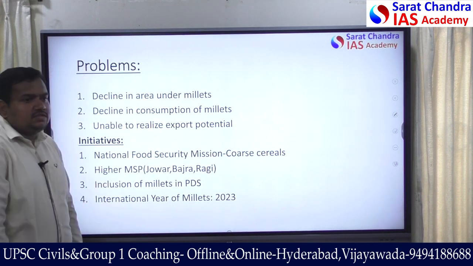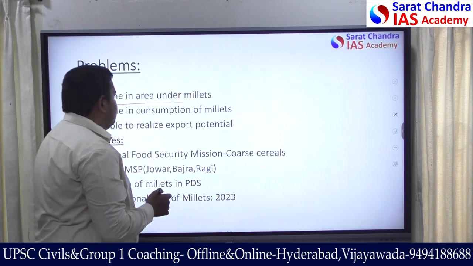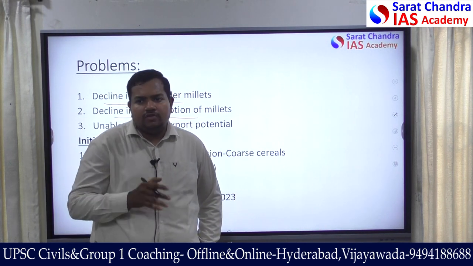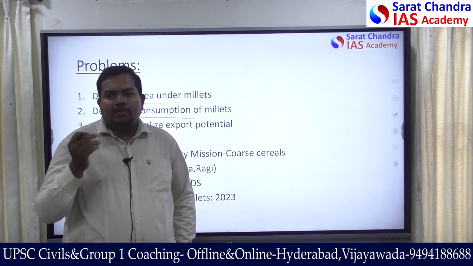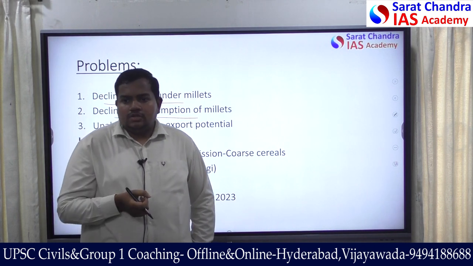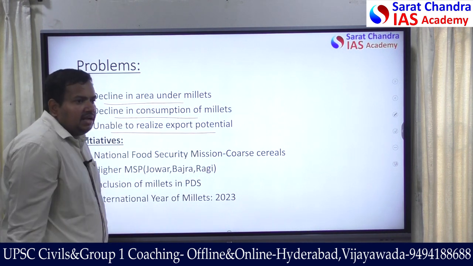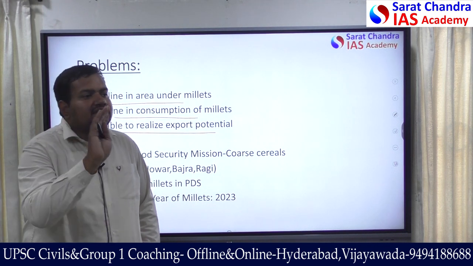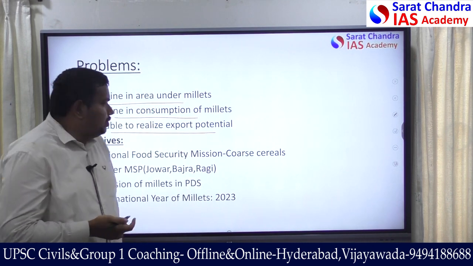Next, with respect to problems associated with millets. First, decline in area, which we have already seen just now. Similarly, decline in consumption. Even people, they are not consuming millets nowadays. Once upon a time, our ancestors, they used to consume millets like ragi, jowar, bajra. But now today, nobody is interested. So decline in the consumption of millets and unable to realize the export potential. Even though we are the largest producer of millets in the world, our exports of millets is very less. So we are not exporting to our potential. Okay, that is the point.